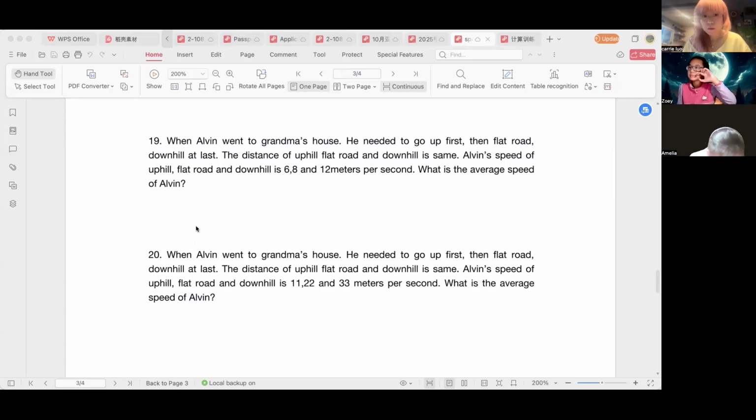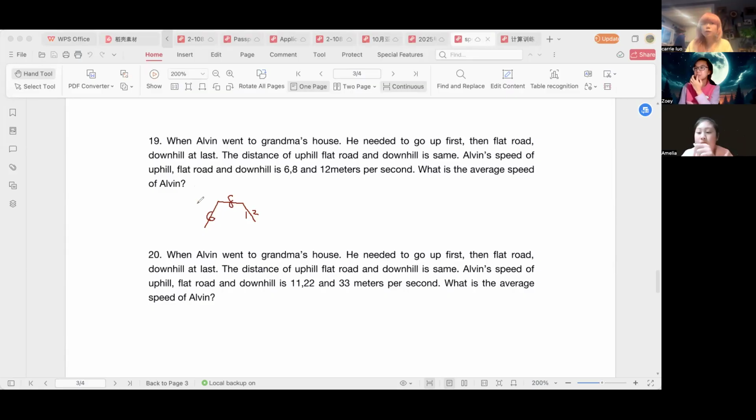Okay, so Zoe, I'm going to explain here. Okay, so Amelia, sorry, I cannot wait anymore. Okay, I'm finished. Yeah, so you go uphill first, then flat road, then downhill, right? So the speed of uphill is 6 and 8 and 12, right? So we don't know what the distance of each is, but we know the distance uphill, flat road, and downhill is the same.